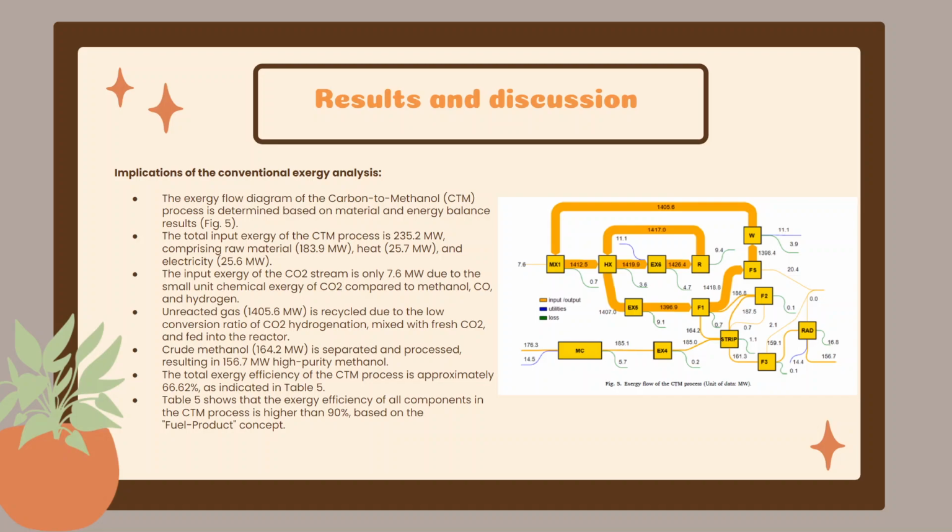The process involves separating crude methanol and producing high purity methanol with a total exergy efficiency of approximately 66.62%. The exergy efficiency of all the components exceeds 90% based on the fuel-product concept, as indicated in Table 5 of our table of calculation.